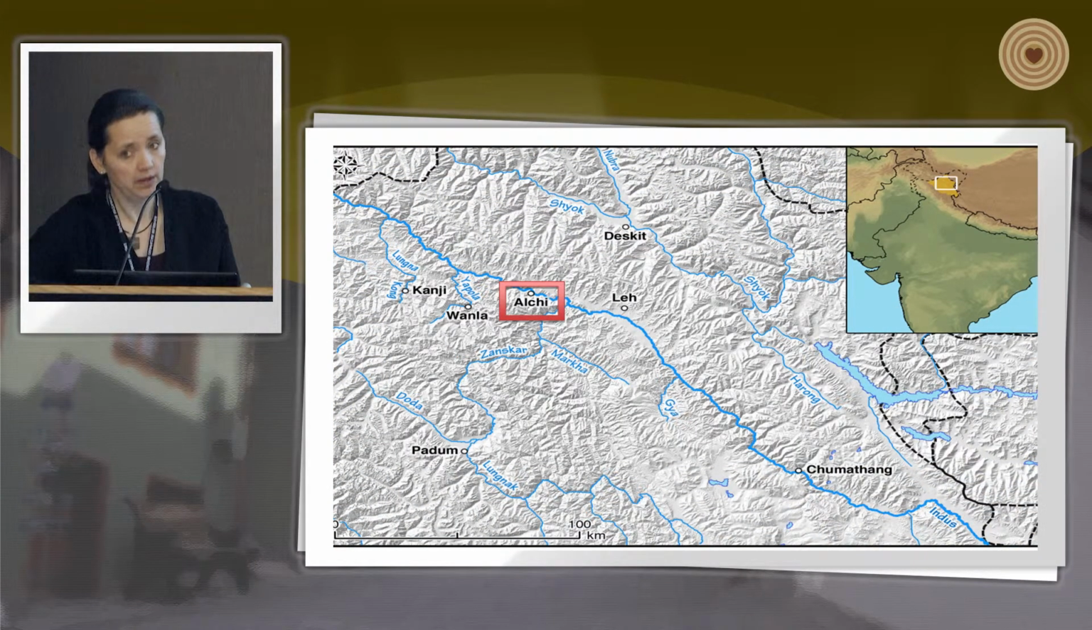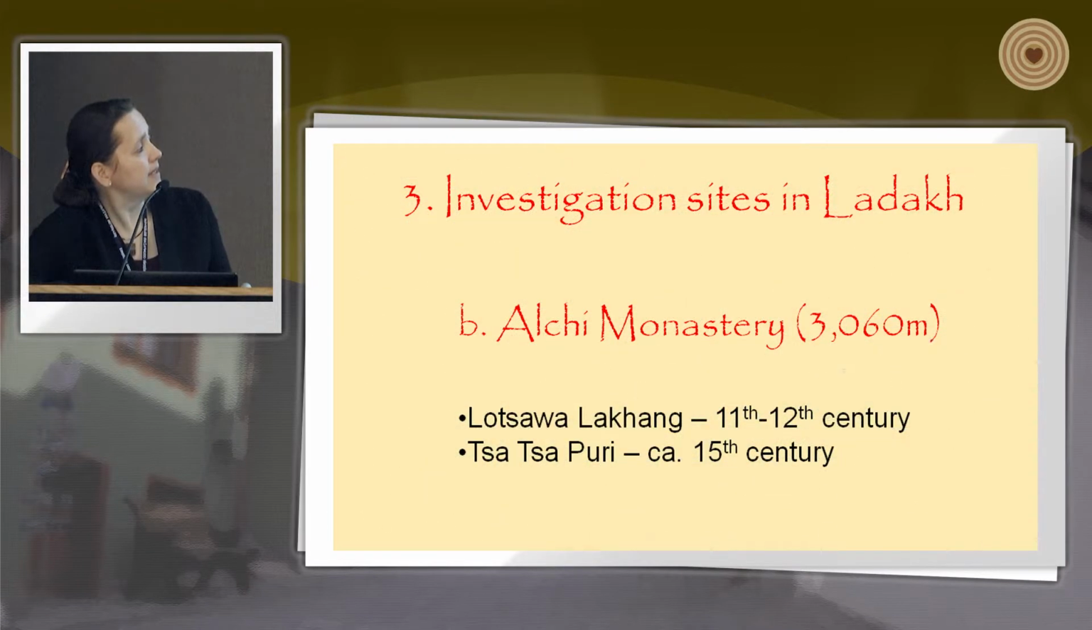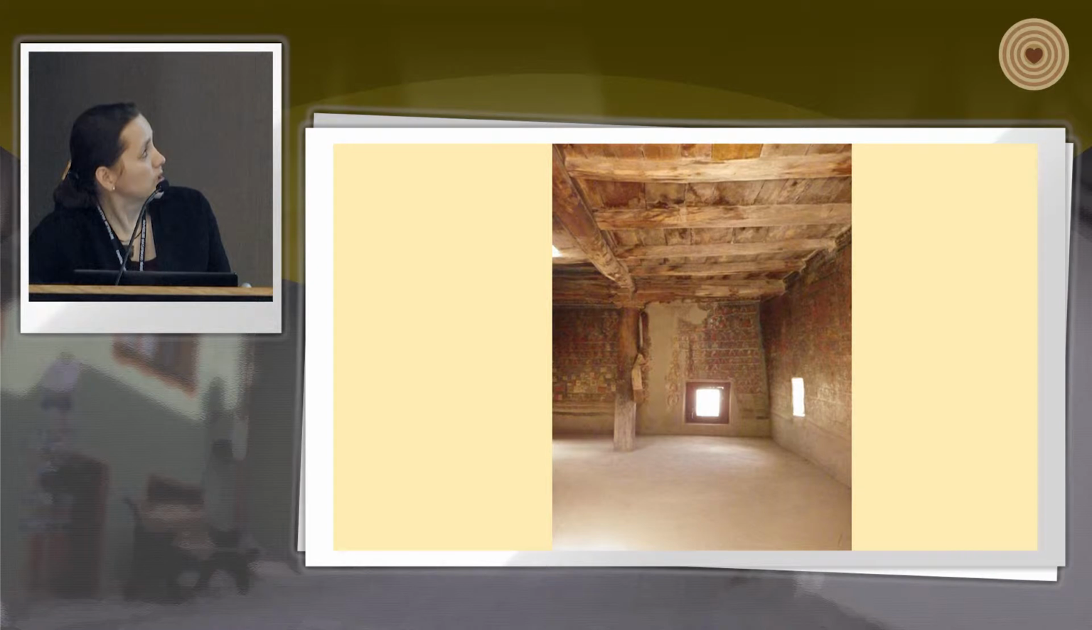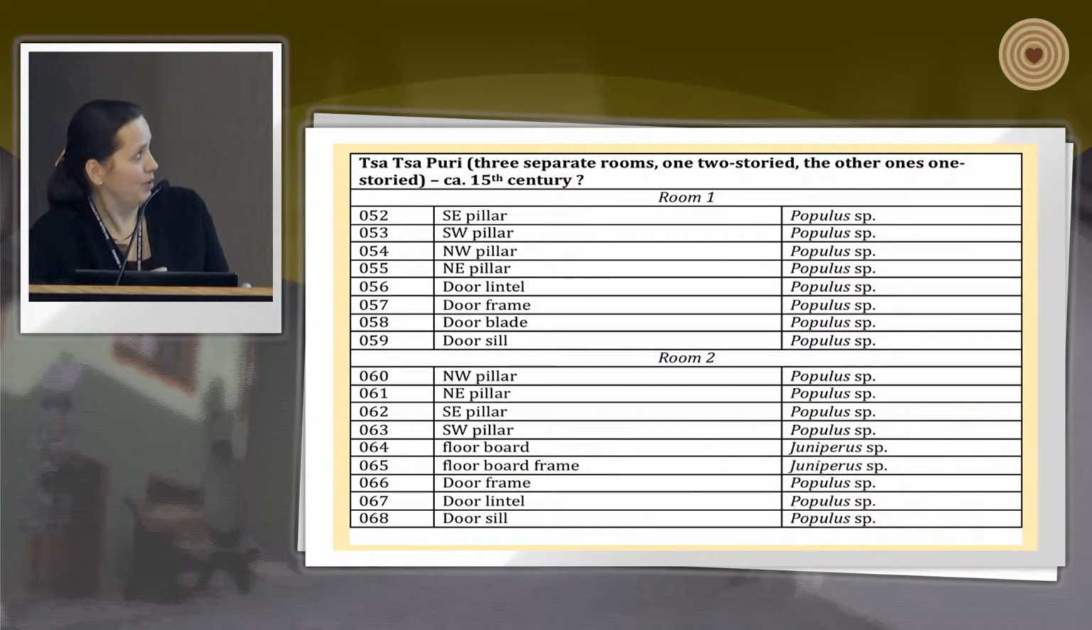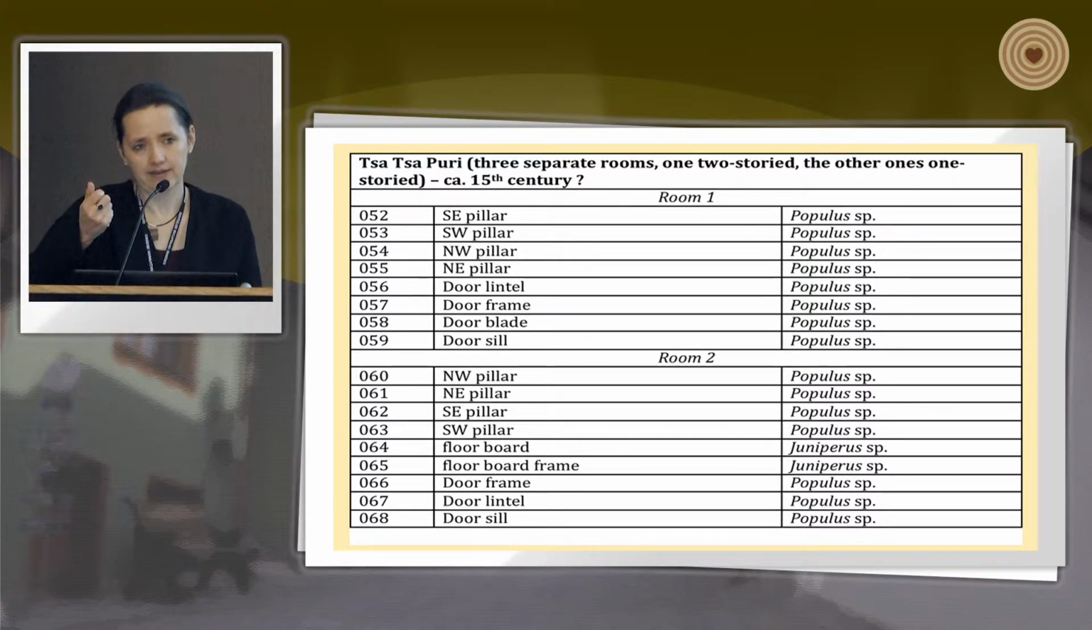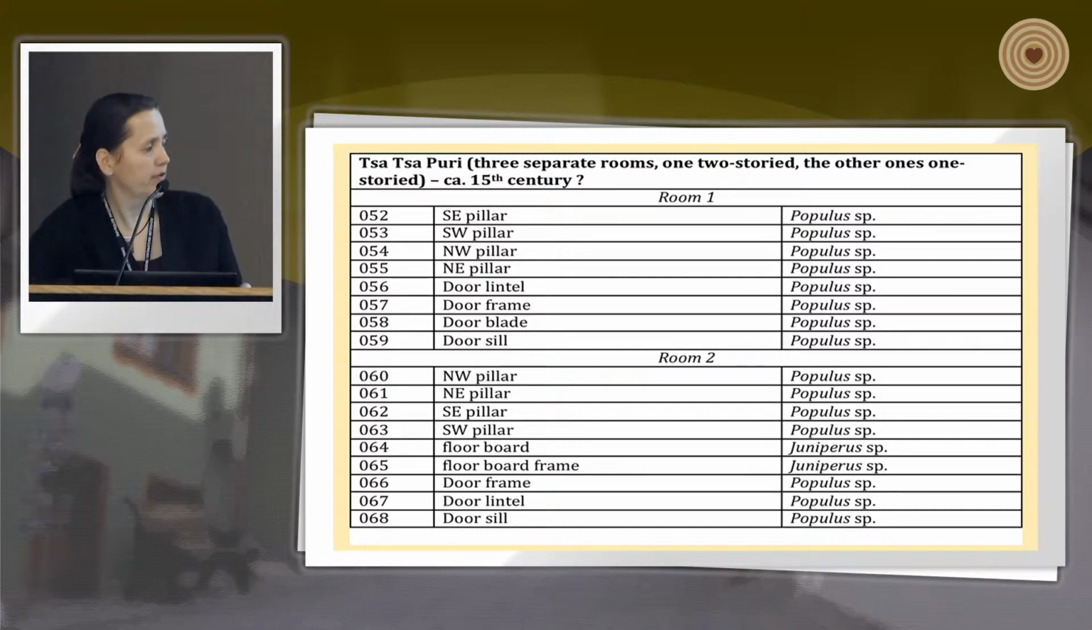Then we go down the Indus River, 500 meters down, and there is Alchi Monastery, and there are these two temples. We took samples, and they are from the 11th and the 15th century. You see here inside wood, and the result: poplar, poplar, poplar, poplar, except the flooring board. We got juniper, which is much harder than poplar, therefore used for the flooring board.